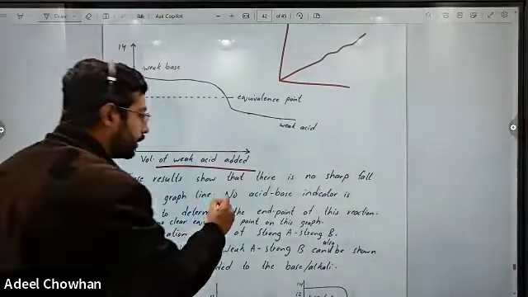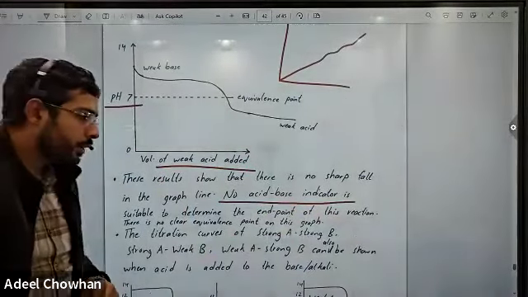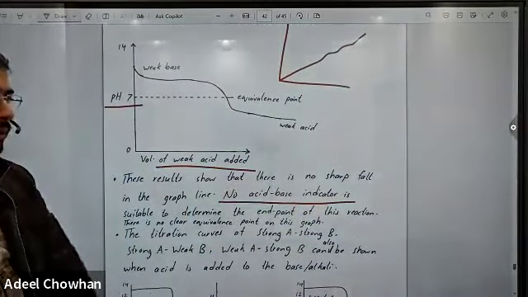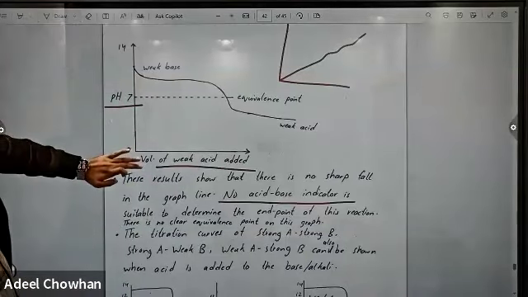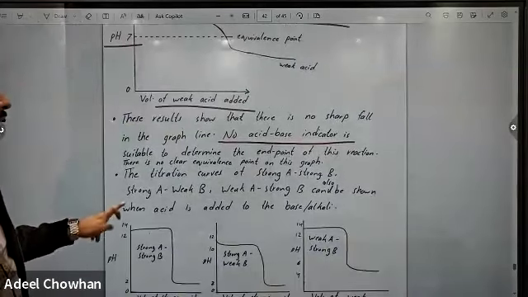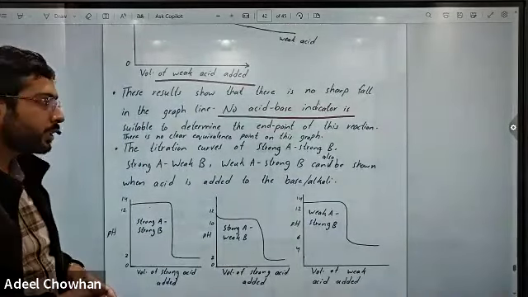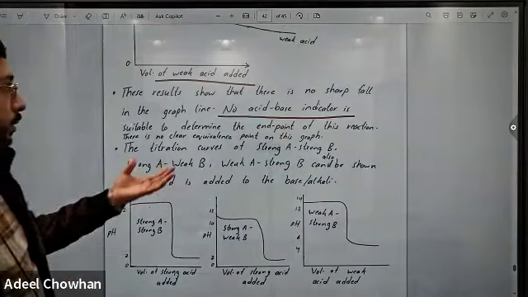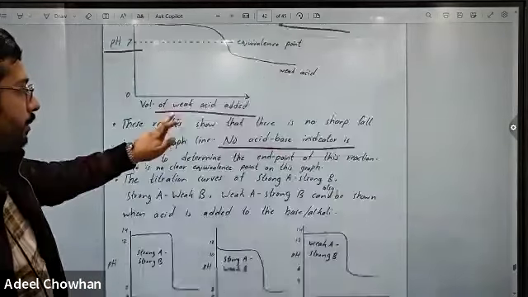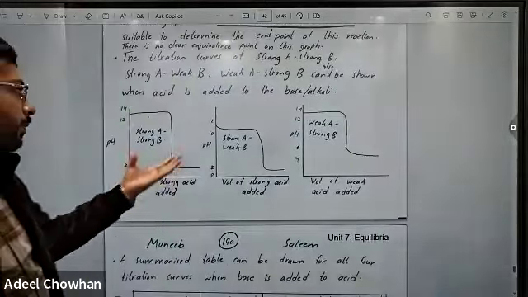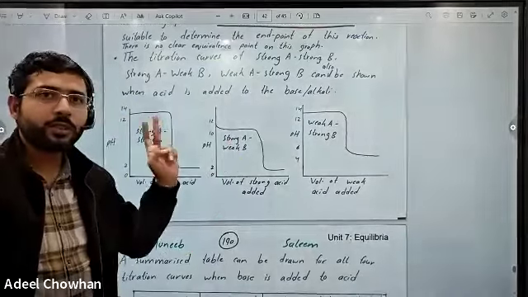There is no particular indicator which can be used for this type of reaction or this type of neutralization, which we will discuss later after the completion of this topic, how different indicators are used for the different types of neutralization reactions. So we have discussed the type of the titration curve for the weak acid and base as well. Now these are the curves for the first three combinations.